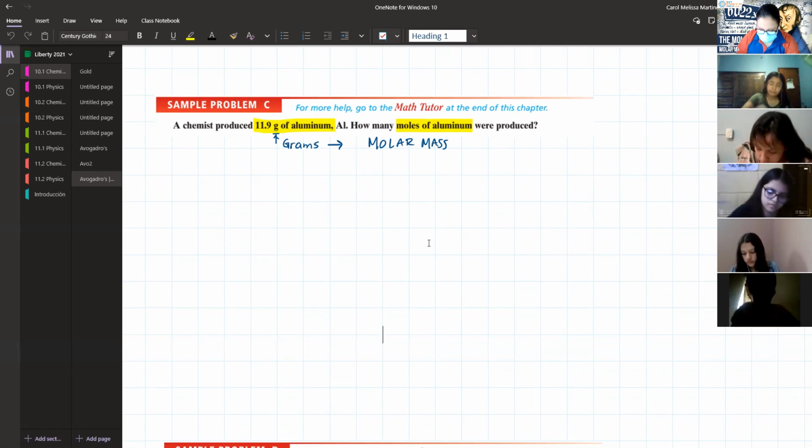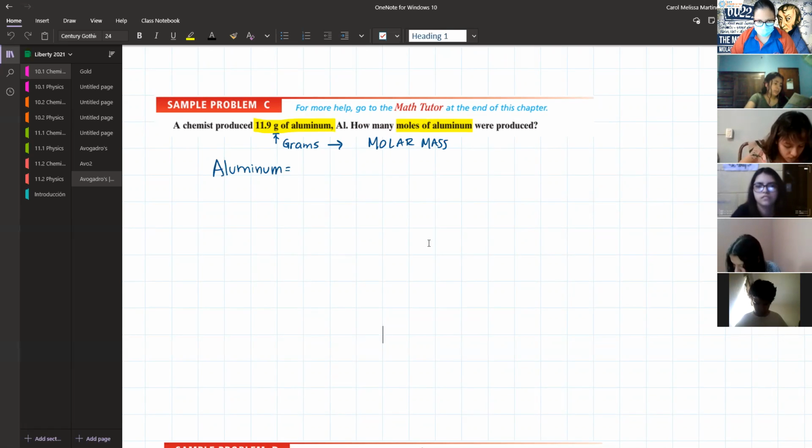So we begin with the given. Well, we get the molar mass first, okay? So the element is aluminum. What is the molar mass or the atomic mass of aluminum? 26.981.